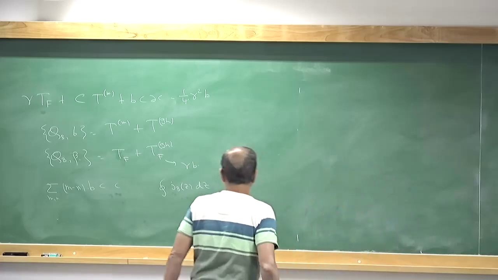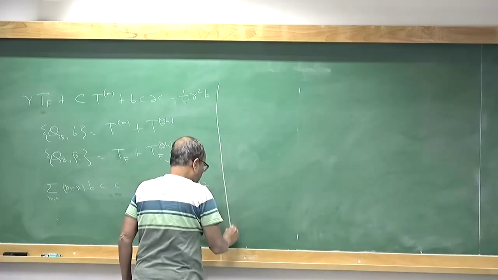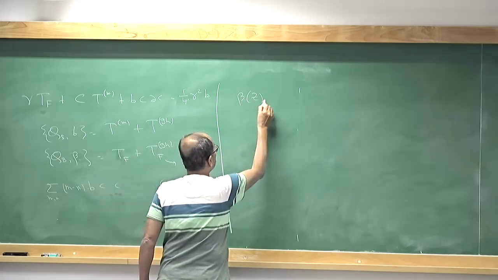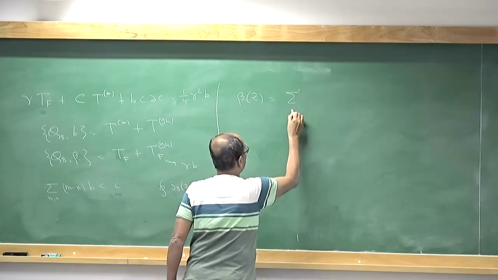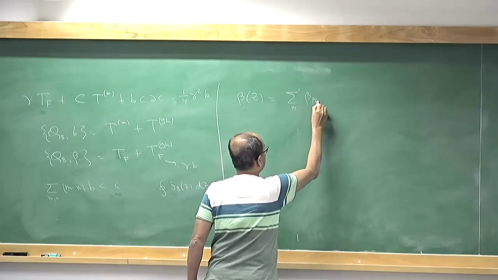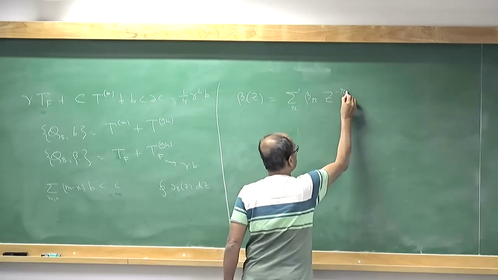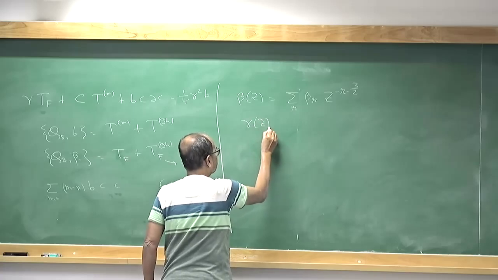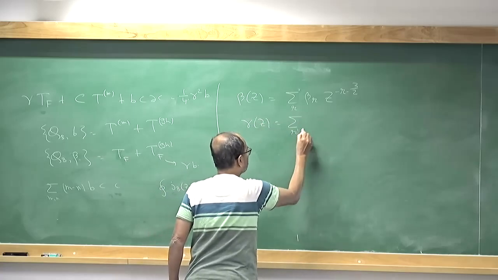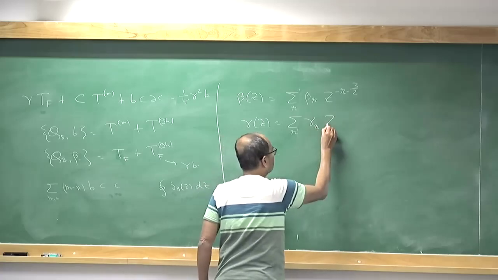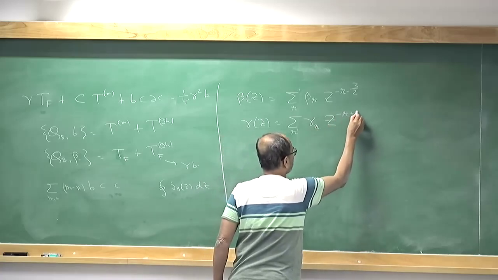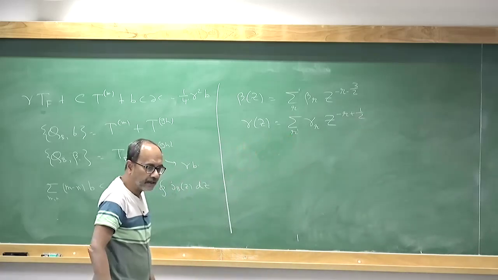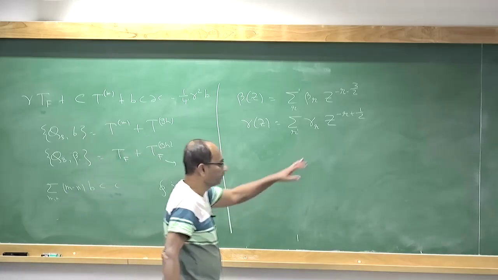Let me remind you that we had a mode expansion of the beta gamma system. Beta of z was expanded as a sum over r of beta r z to the minus r minus 3/2, and gamma of z as a sum over r of gamma r z to the power minus r plus 1/2. These basically reflect the dimensions of beta and gamma: beta has dimension 3/2 and gamma has dimension minus 1/2.